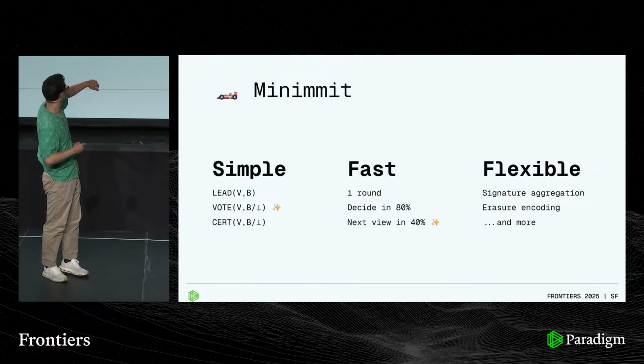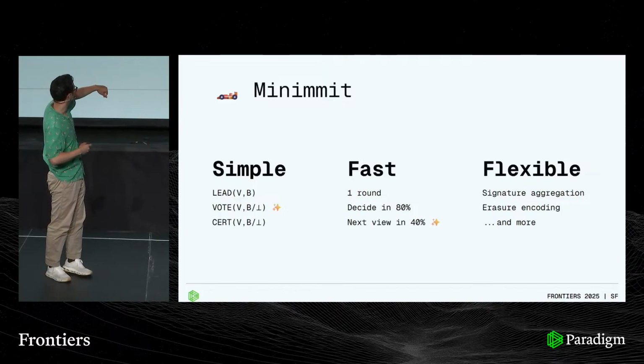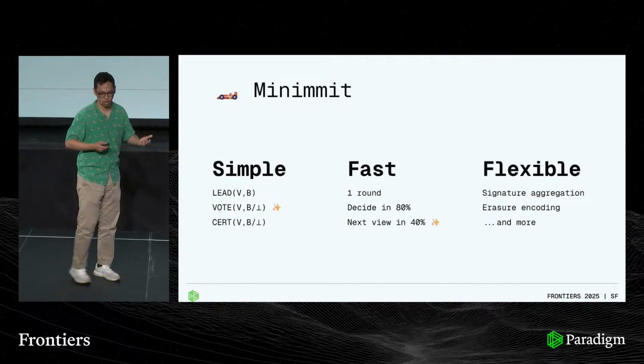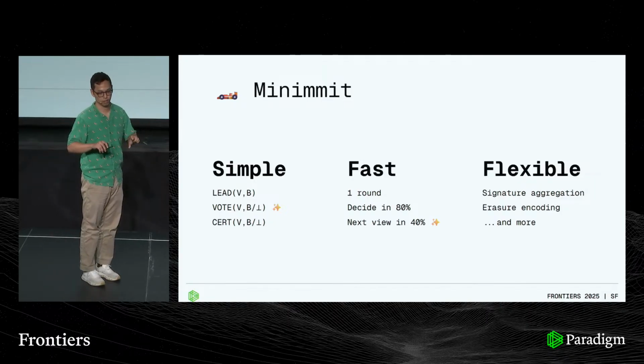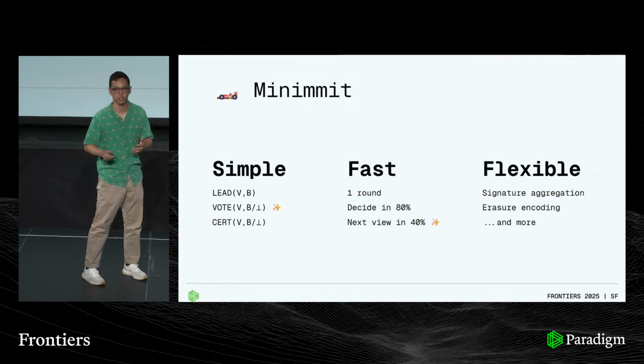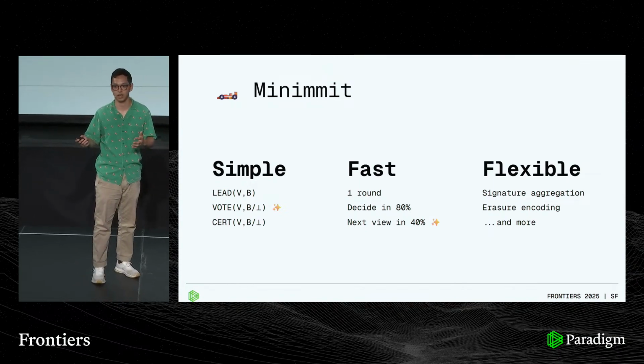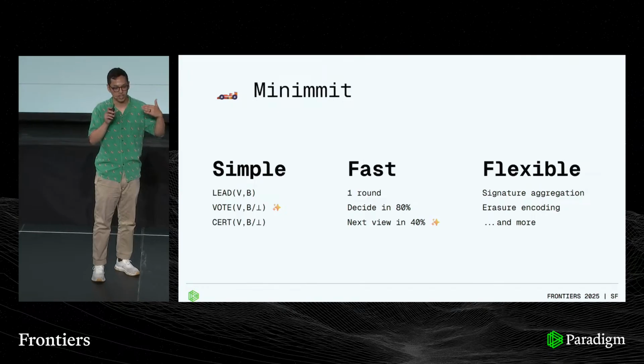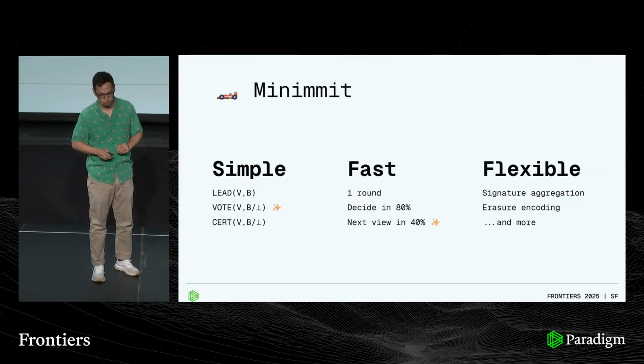Decide on 80% of the weight. So that is basically tied with state-of-the-art, as far as I know. What's faster than state-of-the-art is that you can go to the next view after only 40% of all nodes respond to you, whereas typically you'll need like 60% or something like that. So the finalization time is basically state-of-the-art, but the block time is faster.